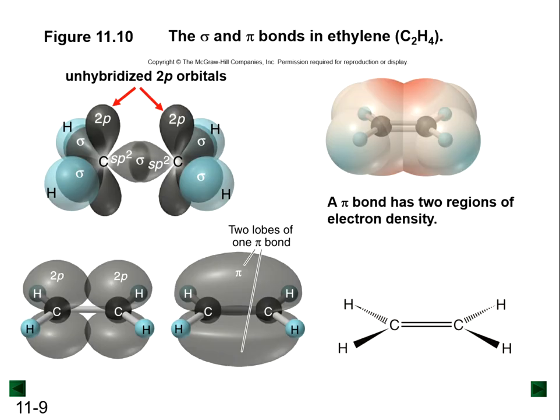So we have 3 sp2 hybrid orbitals. Each of the 3 sp2 hybrid orbitals is involved in a single bond. One to a carbon-hydrogen, another to a carbon-hydrogen, and a third to the carbon-carbon single bond. That accounts for 3 of the 4 bonds around carbon. Carbon always has 4 bonds to it. And so 3 of those are single bonds, 2 carbon-hydrogens, 1 carbon-carbon.